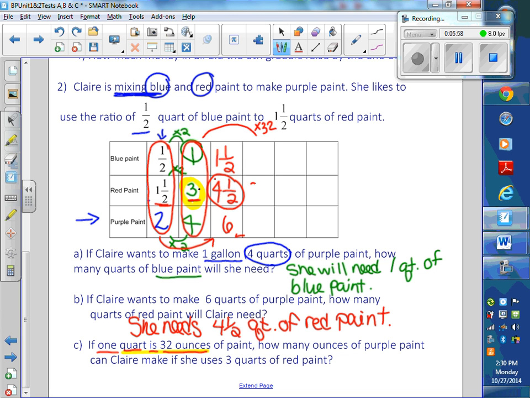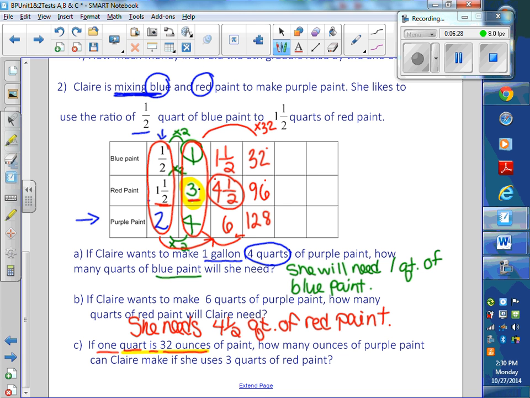So that gives you 96 ounces of red paint. But blue paint, it gives you 32 ounces of blue paint. So altogether, if you add those, you get 128 ounces of purple paint. Or you could multiply 4 by 32 and you still get 128. It should add up, right? This is a mixture problem. The top number plus the middle number should equal the bottom number.